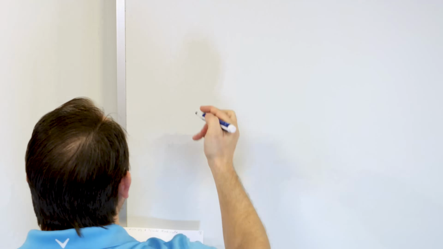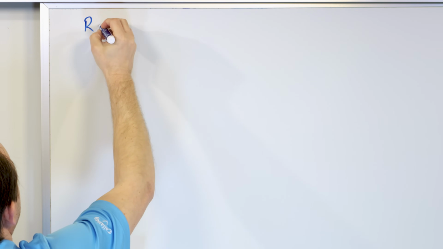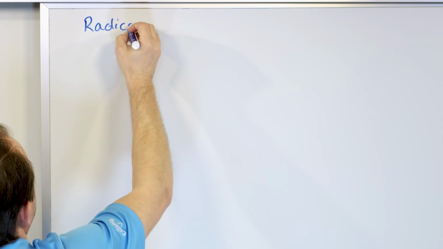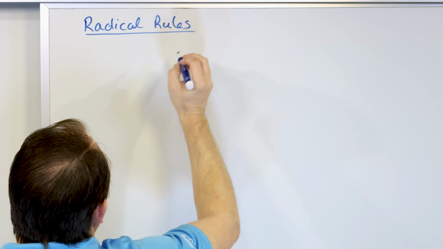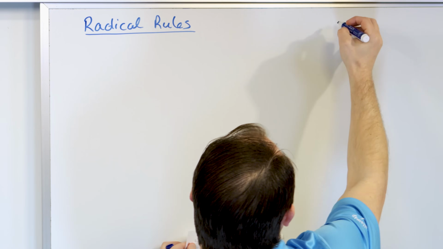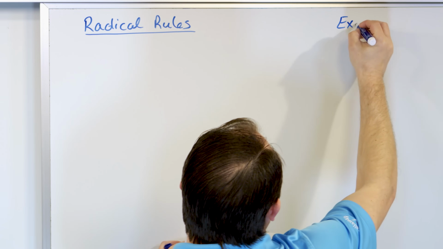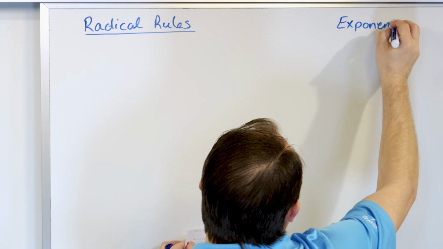So here, in this column, I'm going to call this radical rules. So these are the rules that we're going to be using to simplify these radicals. And over here, I'm going to call it exponent equivalent.